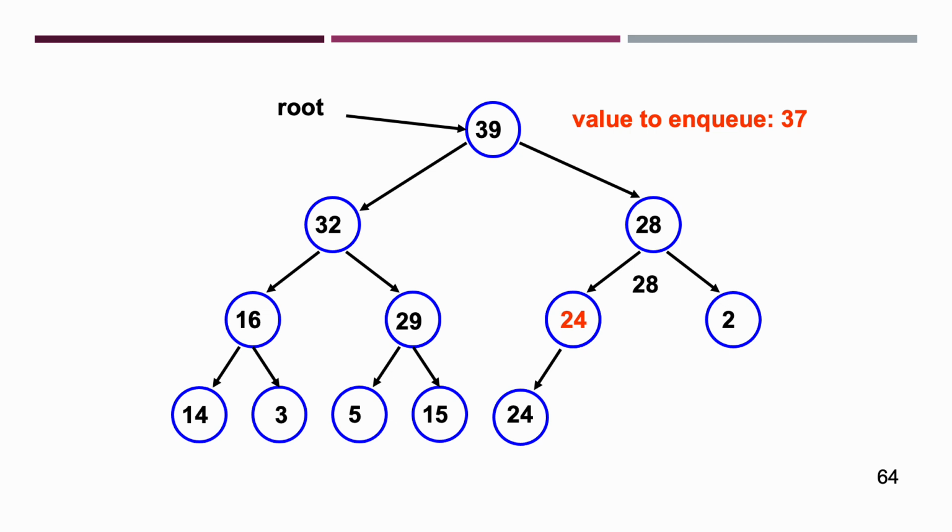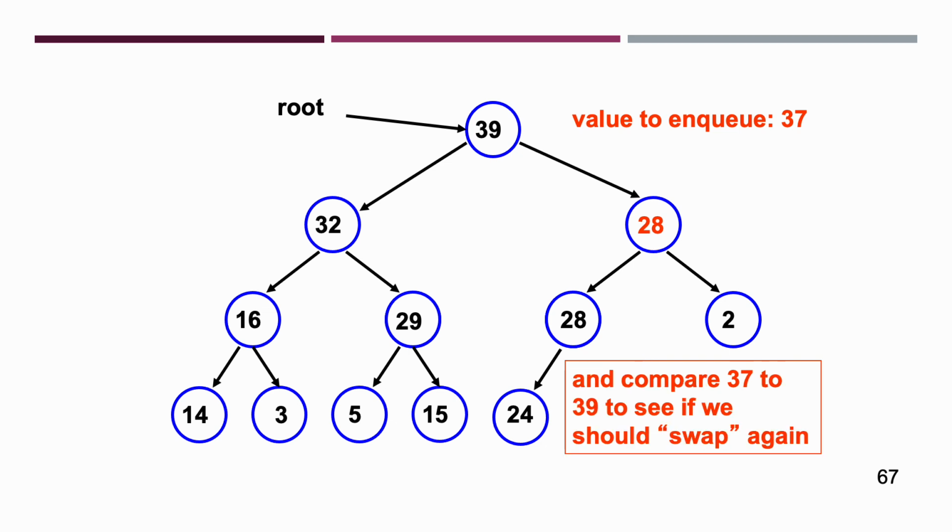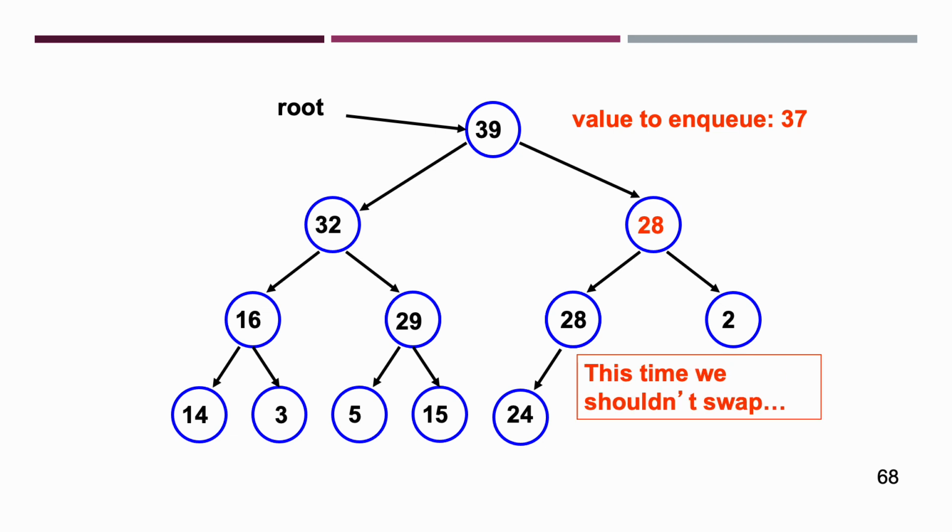Now here we swapped, so we pretend 37 is here. Now we compare 37 to 39 to see if we should swap again. This time we shouldn't swap because 39 is greater than 37, so we should stop.